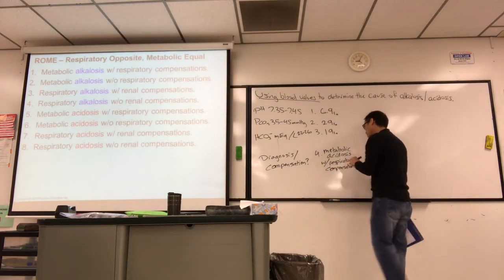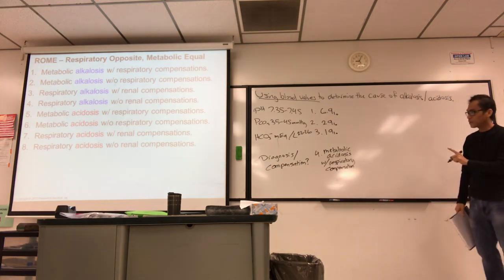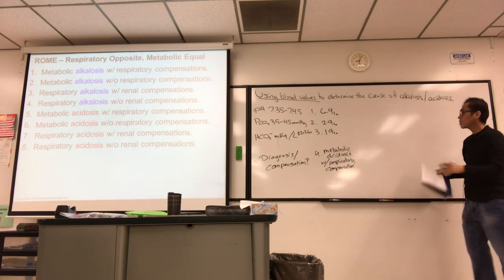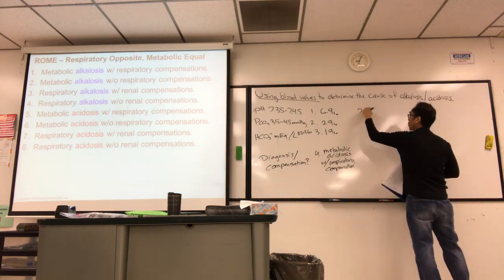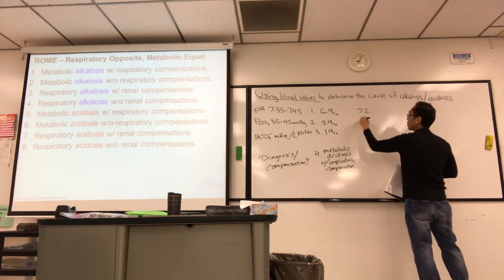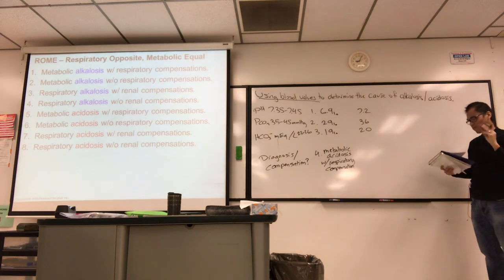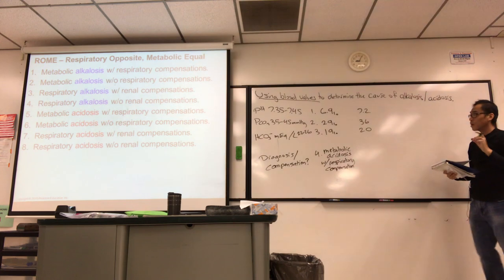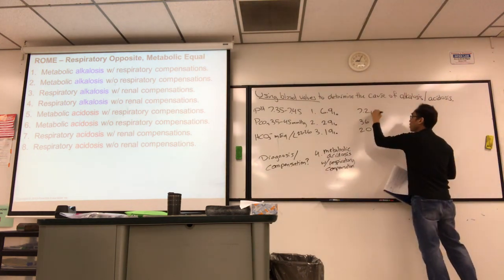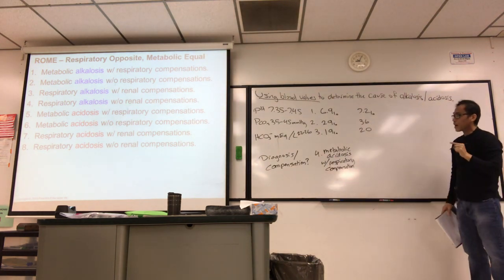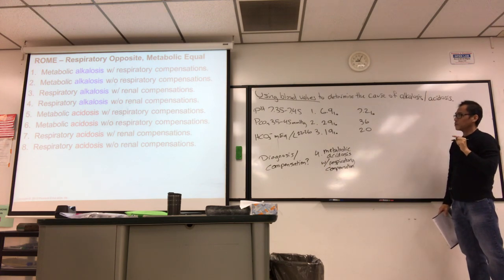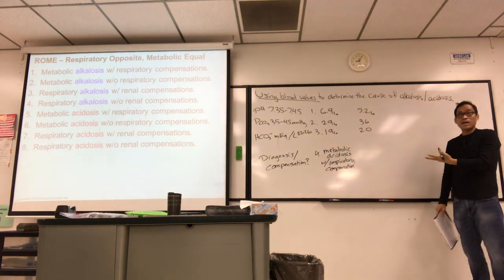So before you ask any questions, let's do it again. This is best learned by repetition, okay? Here are the values: 7.2, 36, 20. Let's do this together again, all right? So first value, 7.2, high or low? Low. Second value, the respiratory system. PCO2, 36. High, low? It's within the normal range. It's not high or low.